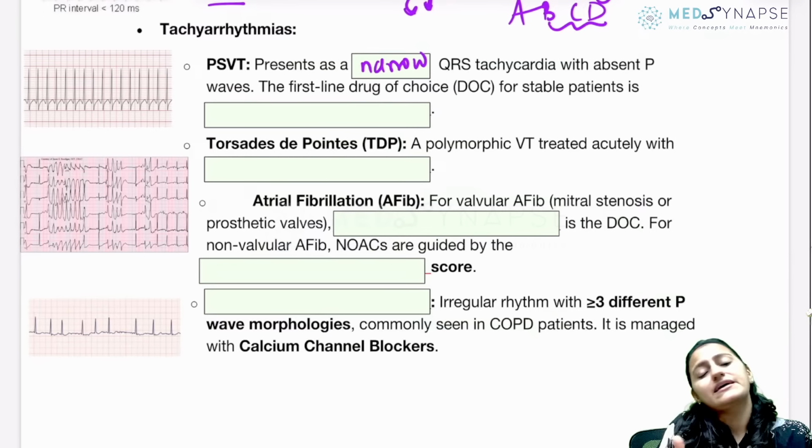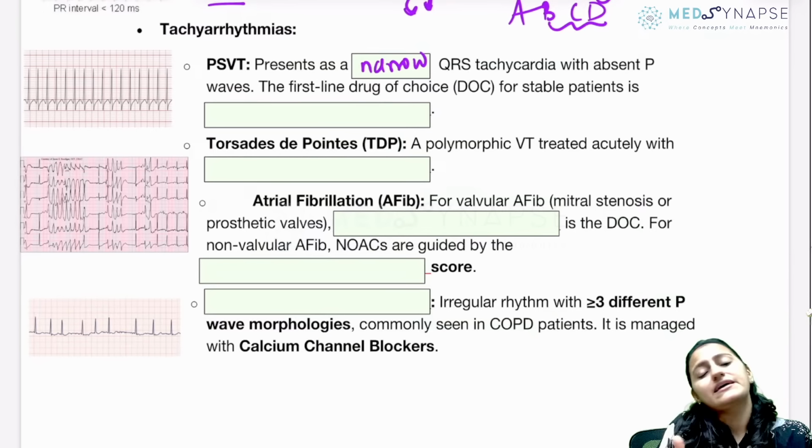The first line drug of choice for stable patients is adenosine. And how do you give adenosine? IV adenosine. If the patient is unstable in PSVT, any unstable patient, you will go for cardioversion. In that case, the answer will be cardioversion. So before answering a question on PSVT, please have a look at whether the patient is stable or unstable.